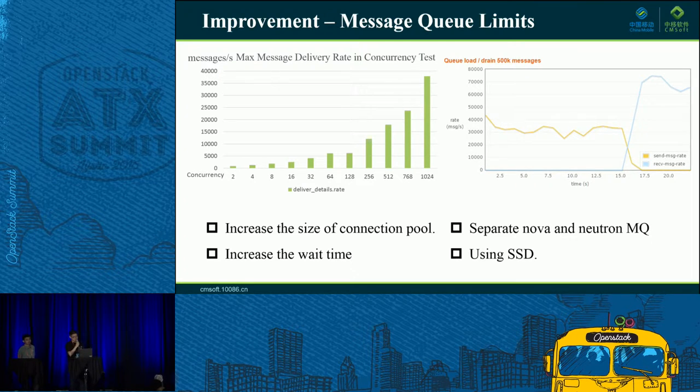And the right figure is downloaded from the RabbitMQ official website. We can see from the right figure that 14,000 messages per second is where scaling stops, and in the left figure we can see that when we have 1024 concurrency, it almost reaches more than 35,000. So I assume that actually MQ is close to its limit.